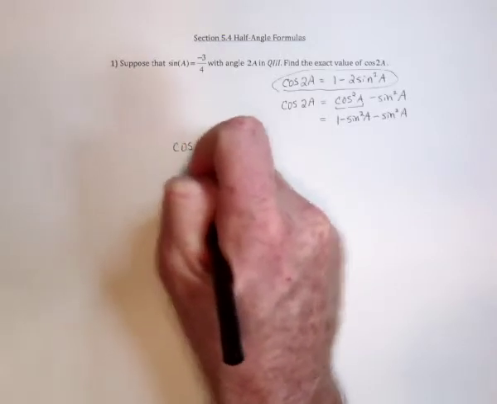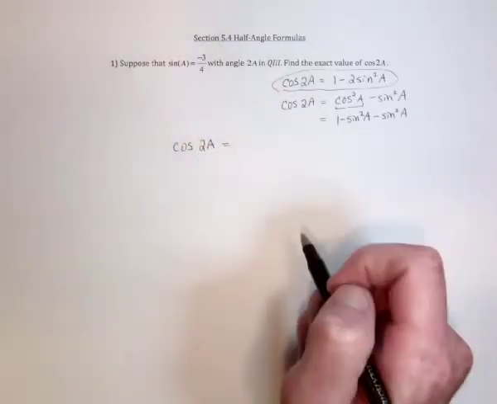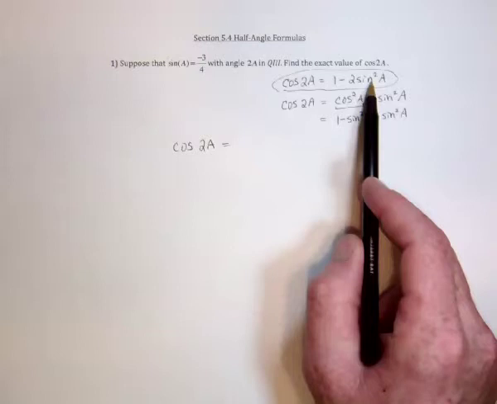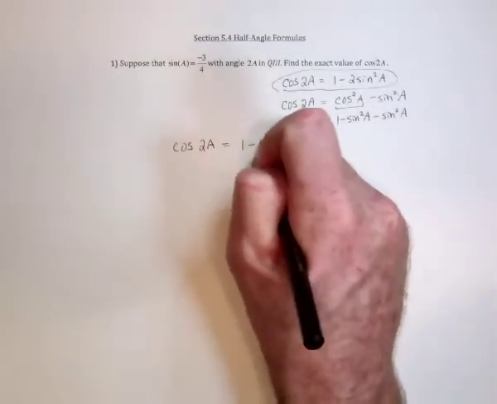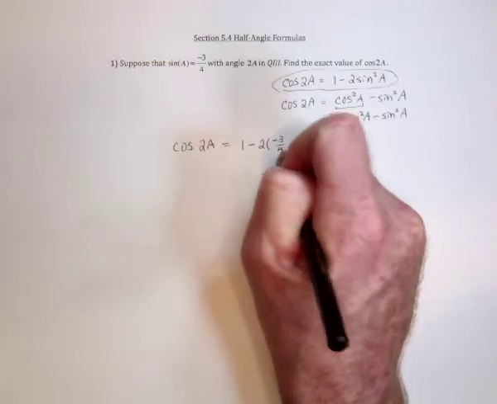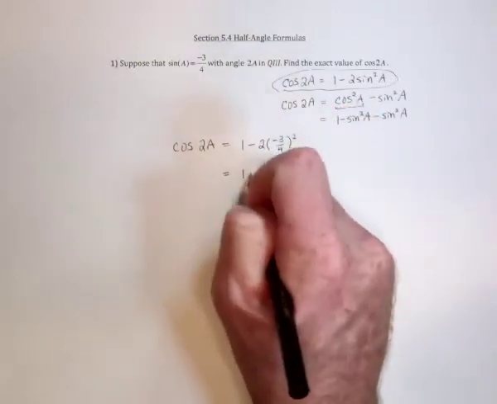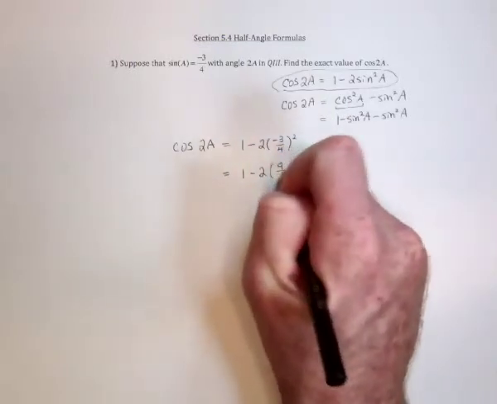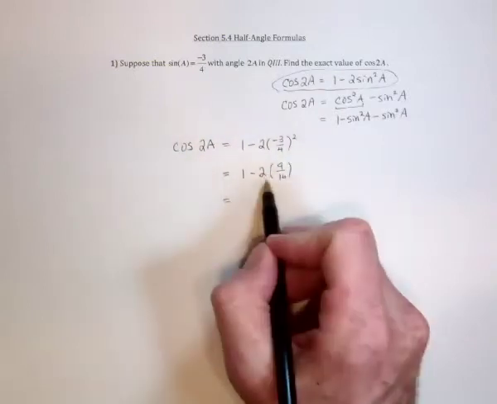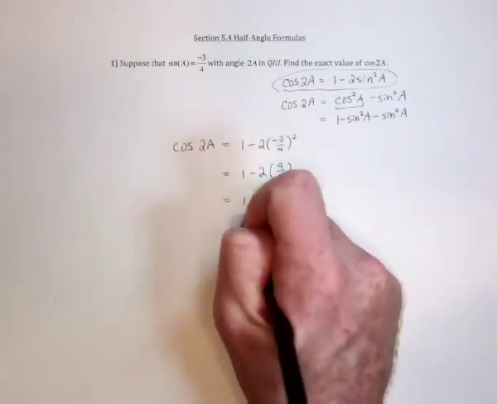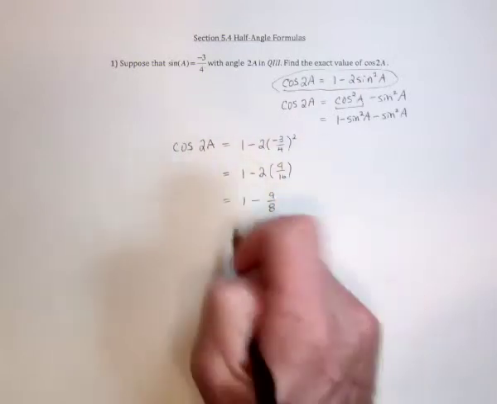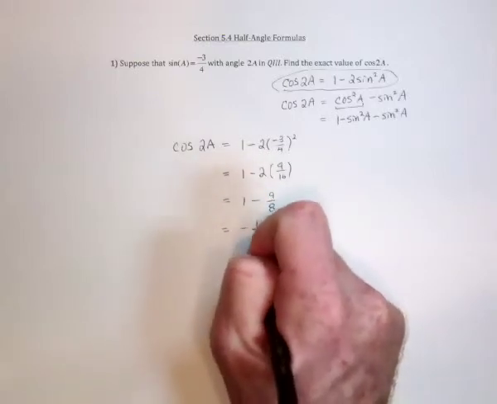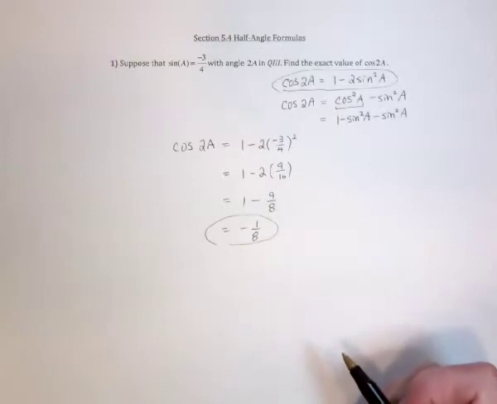We've got cosine of 2a is equal to, and now just take this negative 3/4 and substitute it in for the sine of a here. So we'd have 1 minus 2, and then a negative 3/4 is squared. So that's 1 minus 2, and this is going to be 9/16. And then when you reduce, this is going to be 9/8. So 1 minus 9/8. So that would be 8/8 minus 9/8 is negative 1/8. And that should be the answer.